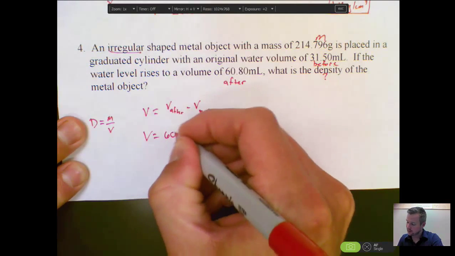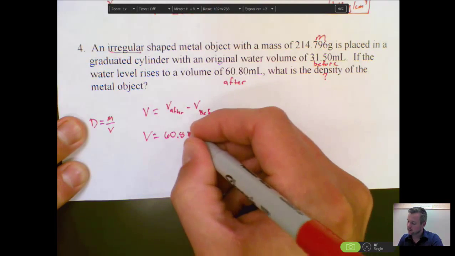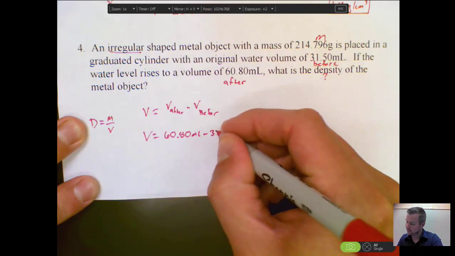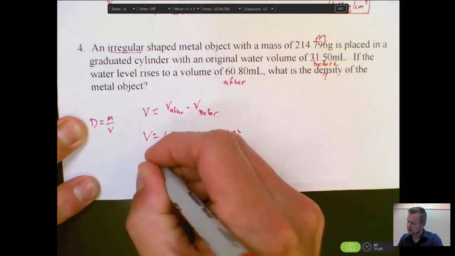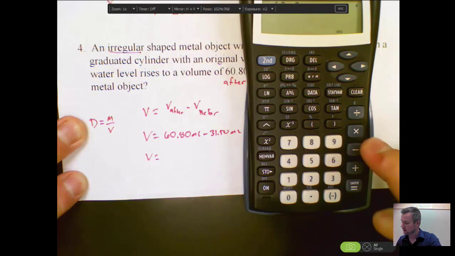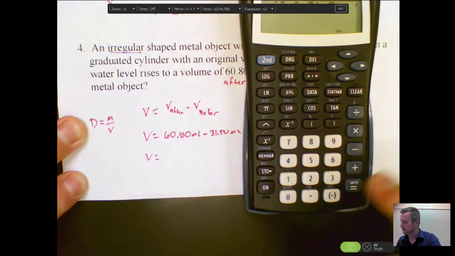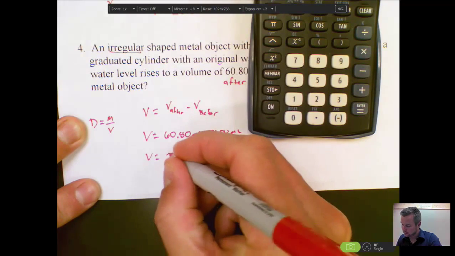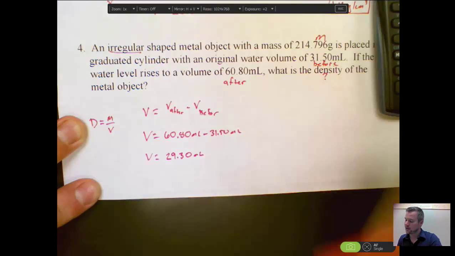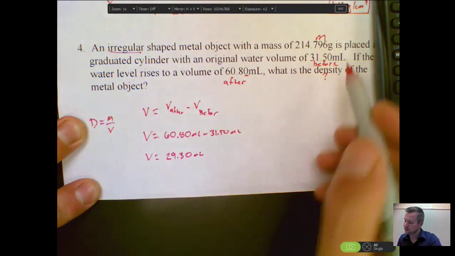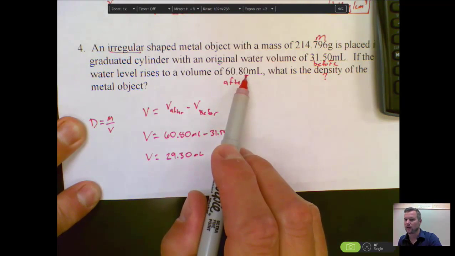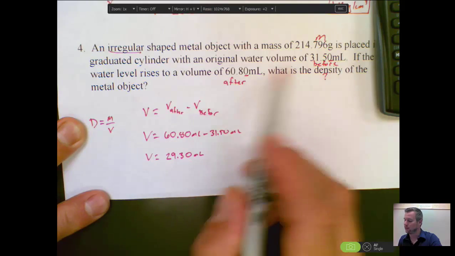So 60.8 milliliters minus 31.50 milliliters. Volume equals 60.8 minus 31.5, 29.3. That needs to be a 0 because the subtraction rule says the least accurate place value. The least accurate place value is the hundredths. That's the place value for this left, or for this right in both of those.